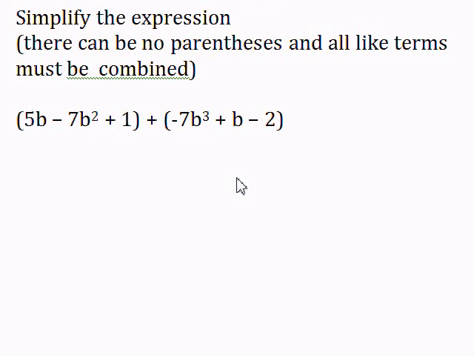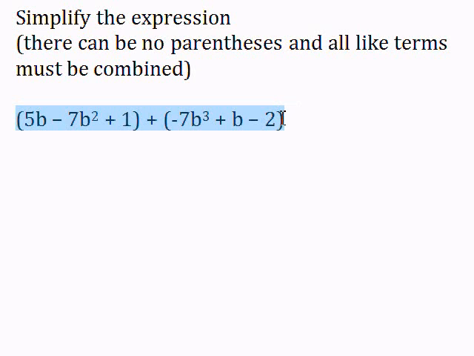Now we're on to the objective of today, which is to simplify expressions by adding or subtracting two polynomials. The instructions simply state, simplify the expression. For the purposes of our problems in this video, that simply means that there can be no parentheses and all like terms must be combined. So we take a look at our problem and we notice that there are two sets of parentheses. Inside of the first set are some b's, b squared and a 1. Inside of the second set of parentheses is a b to the third, a b, and a minus 2.